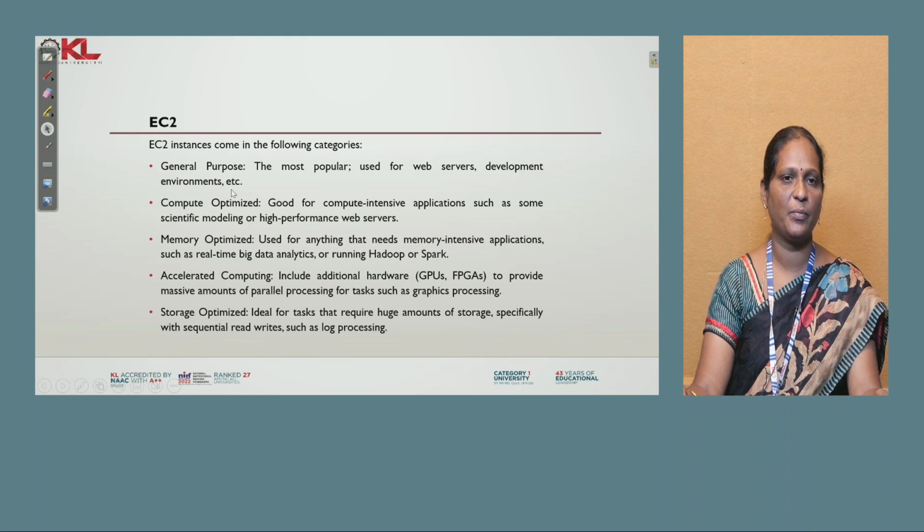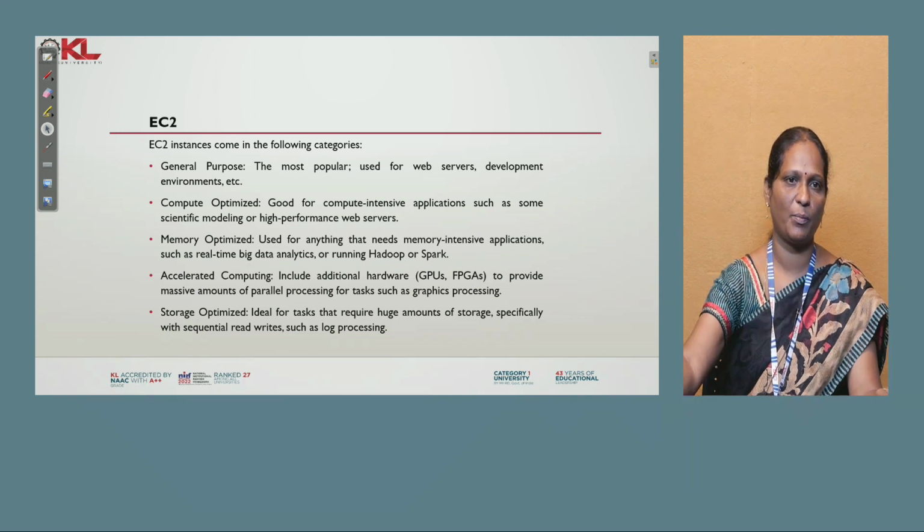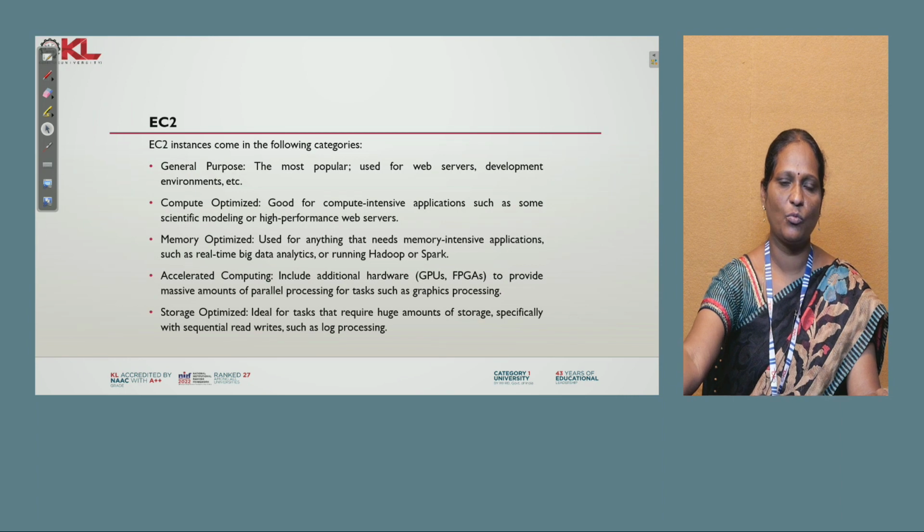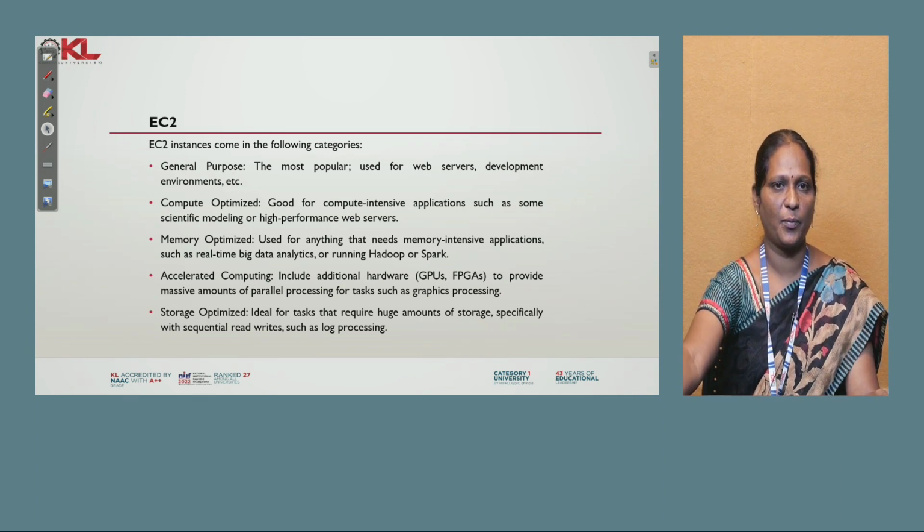You can take general purpose, compute optimized, memory optimized, accelerated computing, and finally storage optimized. General purpose is the most popular one, which you can use for most web servers and deployment environments, and is good for normal workloads. And there is compute optimized, which is good for compute-intensive workloads, not concentrated on storage, and most suitable for scientific as well as high performance web servers.